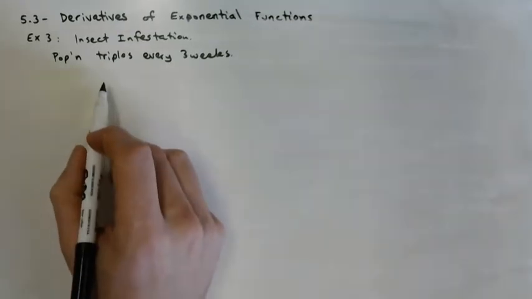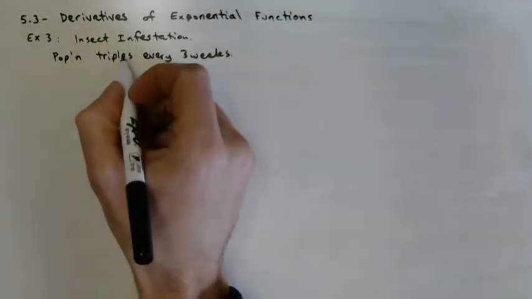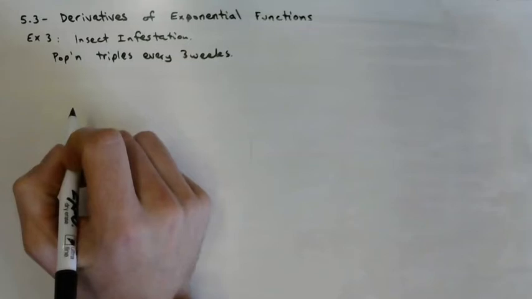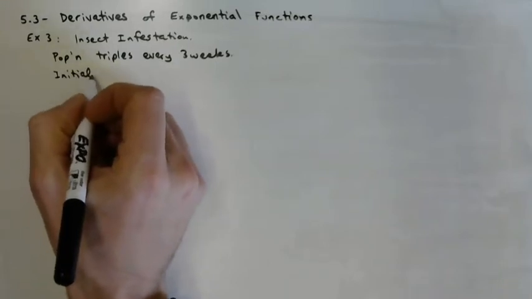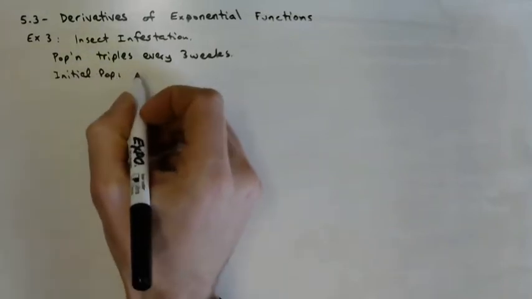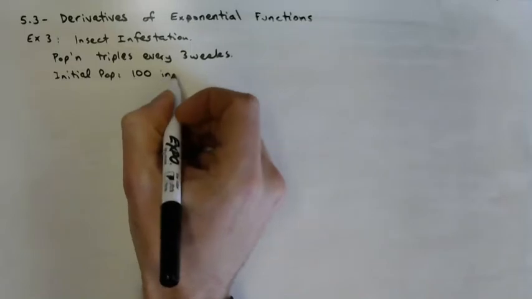So we don't have a doubling period. We have a tripling period. We're going to assume that the population continues to increase at this rate, and initially there are 100 insects. So initial population, 100 insects.